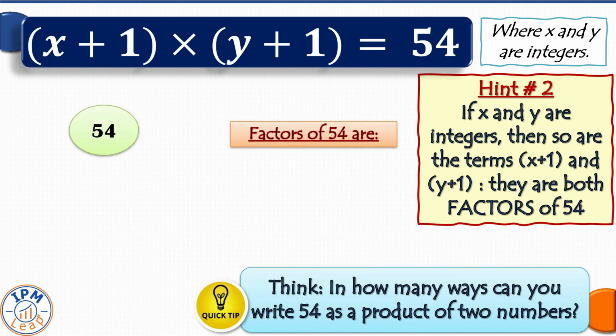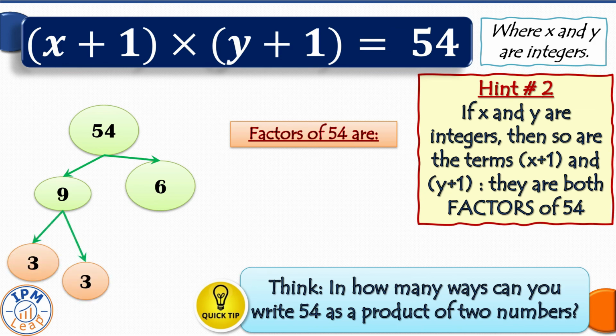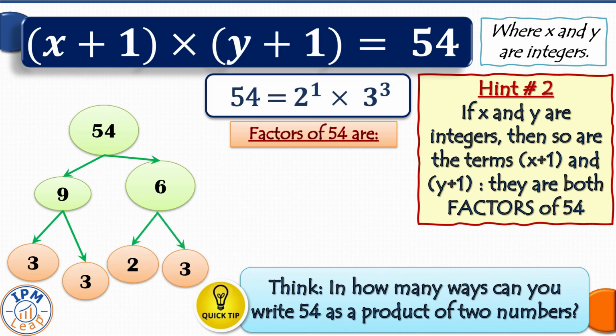Now 54 is a small number. We can directly write down the factors without missing any of them. But still, it helps if you quickly prime factorize the given number. I am drawing out a factor tree here. 54 is equal to 9 into 6. 9 can be further written as 3 into 3. Both primes are the end nodes, so we stop at this branch, and 6 can be written as 2 into 3. So 54 is equal to 2 raised to the power of 1 into 3 raised to the power of 3.